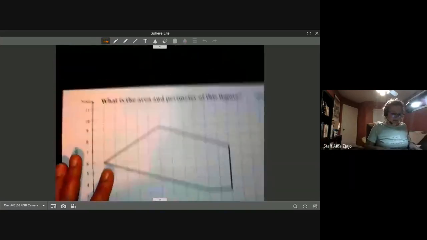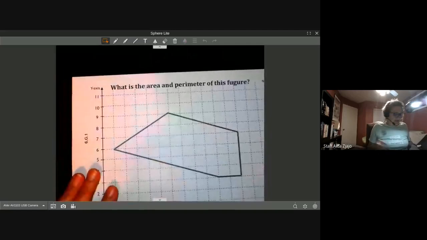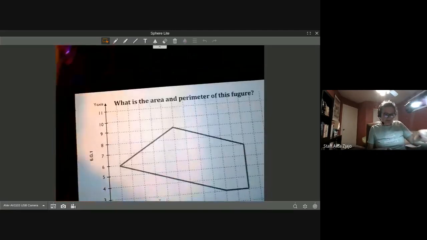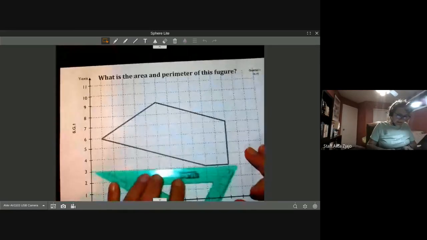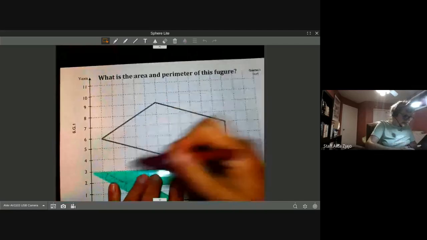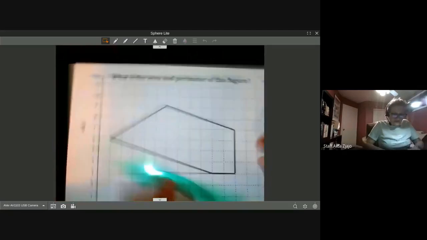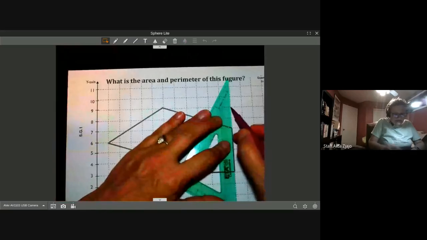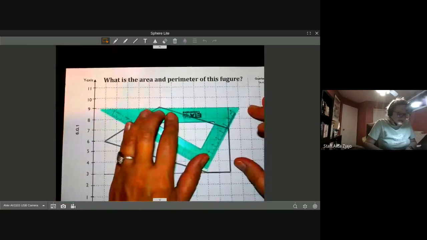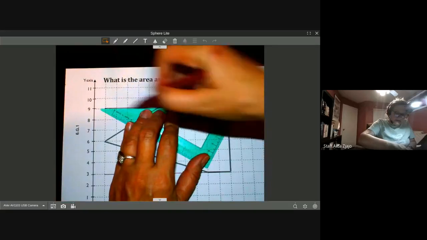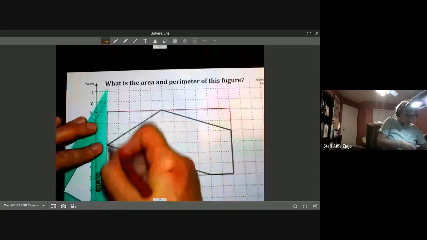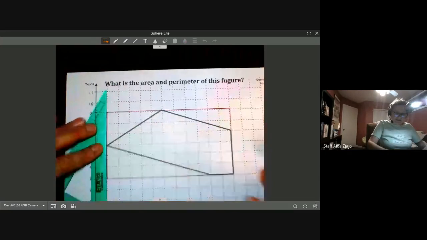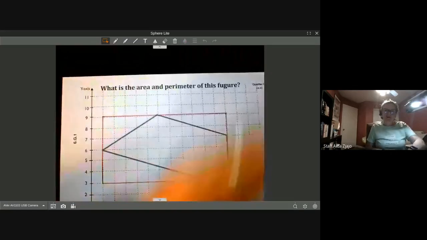Okay, so now I'm going to take the same figure, and the outside method is going to give you the idea that you will make a rectangle around your shape. So if I take this and just surround this shape with lines, I can create a larger rectangle that surrounds this shape.